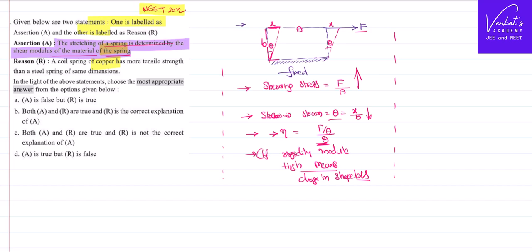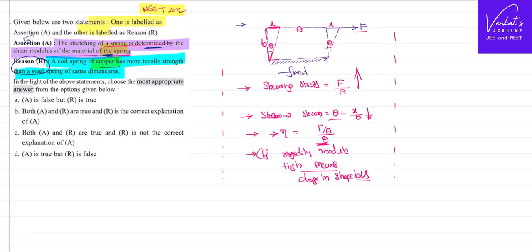Look at the second statement, the reason. A coil spring of copper has more tensile stress than that of the steel. The first thing is, it is not at all something like a reason. The assertion and reason are not related, so we can't say it is right or wrong as a reason. A reason should be because of its nature, and nothing like that is mentioned.